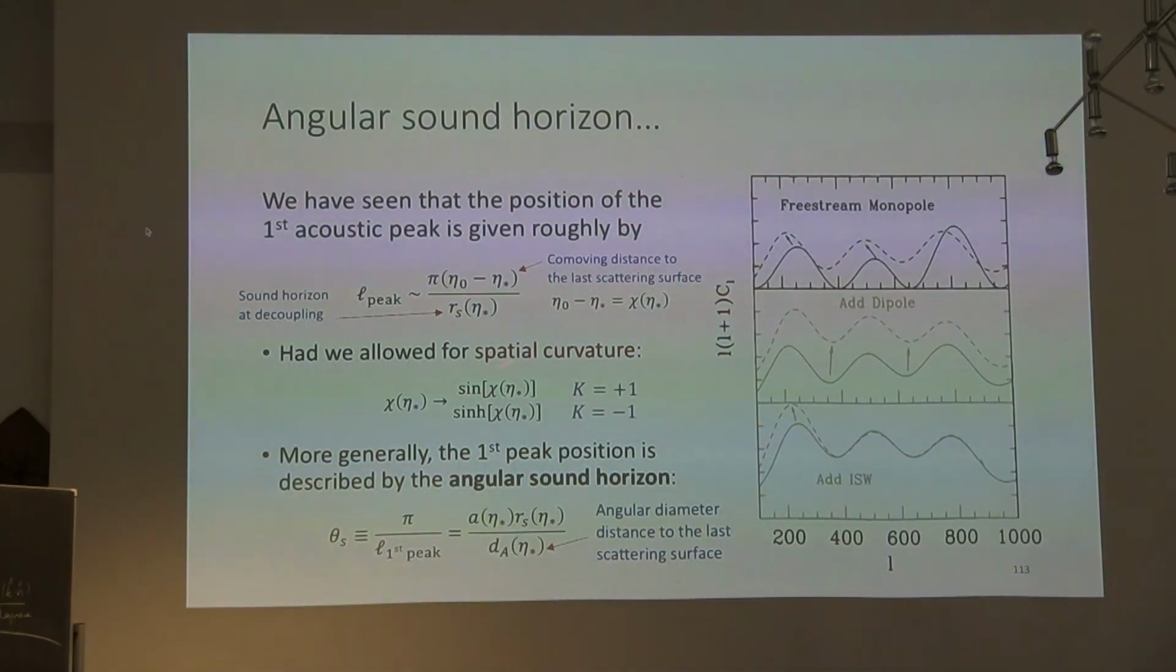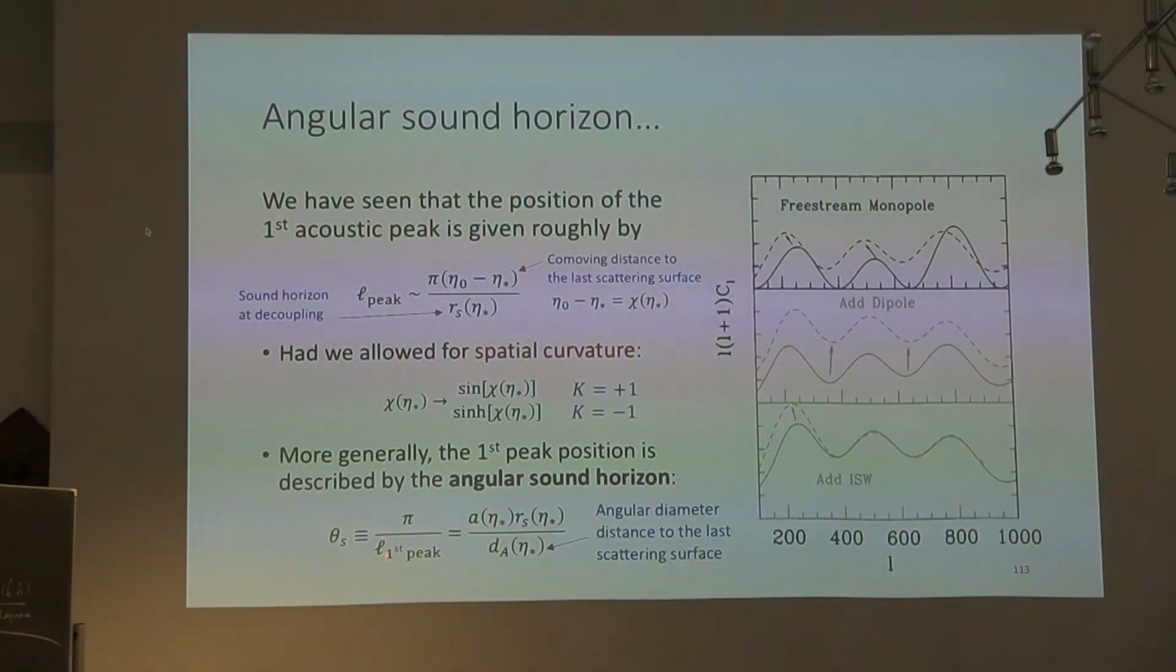Now, when we derived this, we had assumed the spatial curvature to be exactly 0. But if I had allowed for spatial curvature, then the co-moving distance needs to be replaced by the sine of the co-moving distance if I have a positively curved universe, or the hyperbolic sine if I had a negatively curved universe.